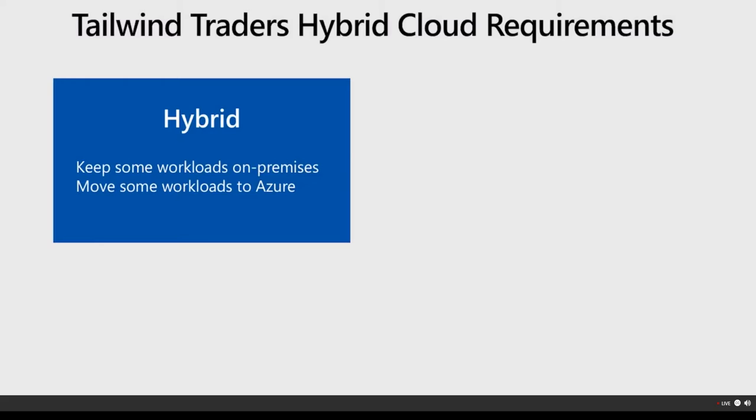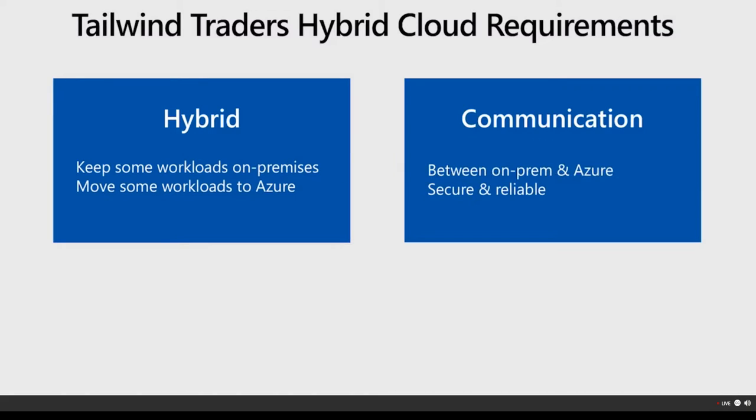Tailwind Traders will continue to deploy a substantial amount of resources on premises. They have business requirements for keeping some data on-prem, but they'll also continue to grow with their Azure deployment and moving some workloads or maybe even adding some new ones inside the cloud. For the foreseeable future, they need to keep their on-premises Active Directory as their primary source of identity.